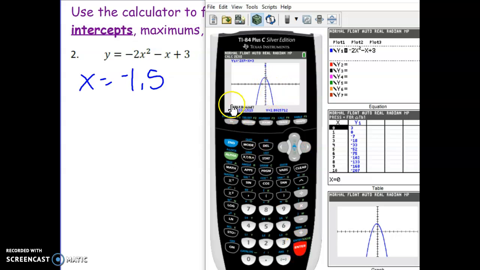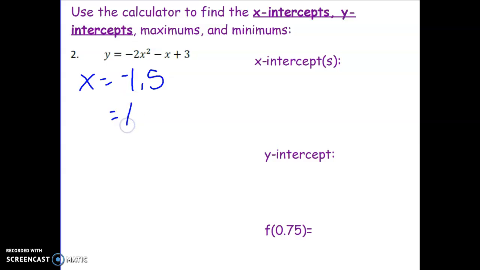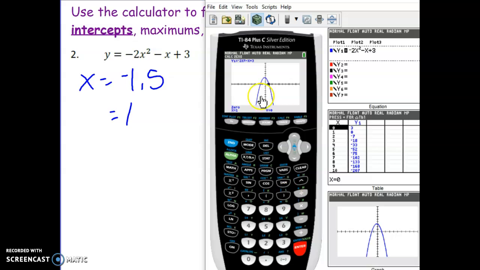Hit enter. Now it says to go on the right, so I'm going to go past it to the right and hit enter, and now I'm going to guess. And this time it's 1. Again, I have nothing to round because it's a whole number. X equals 1.